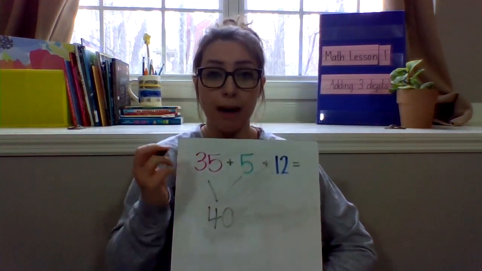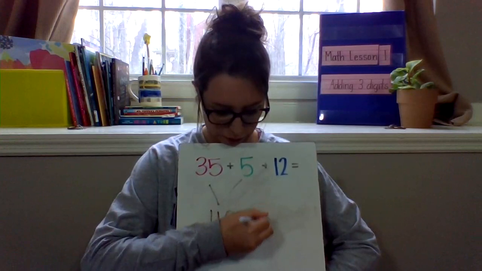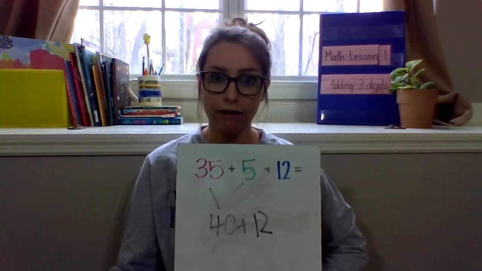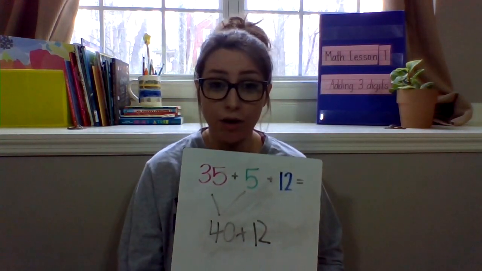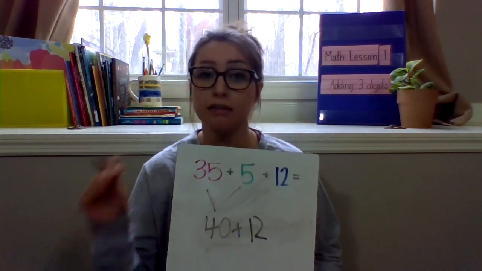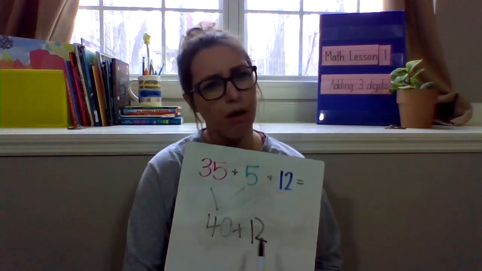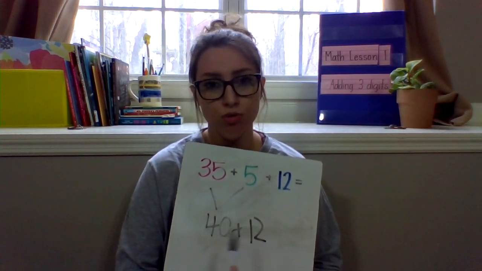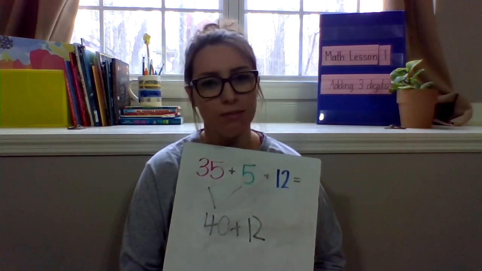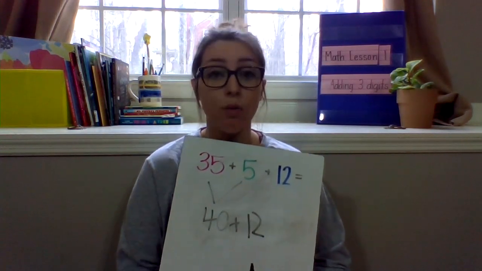So now my problem is 40 plus 12. I can do that, no problem. The first thing I need to do is decompose the smaller number. So which number is less than or smaller? That's right, 12 is the smaller number. So we're going to decompose it with tens and ones. How many tens are in the number 12? How many groups of 10 are in the number 12?